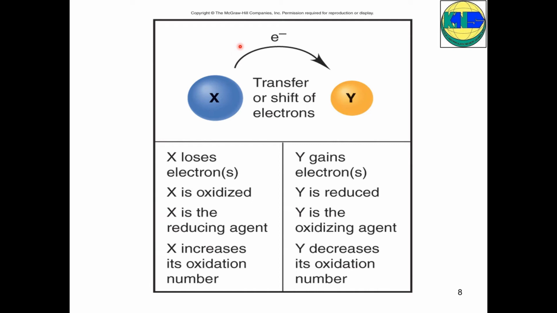By looking at the given diagram, element X transfers or shifts electrons to Y. So X loses electrons, X is oxidized, X undergoes oxidation, so it is a reducing agent. X increases its oxidation number. Y gains electrons, so Y is reduced, so Y is called an oxidizing agent. Y decreases its oxidation number.